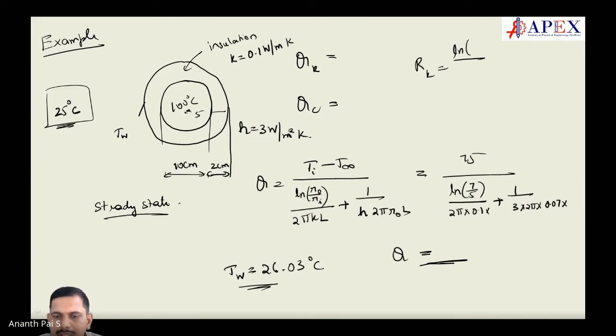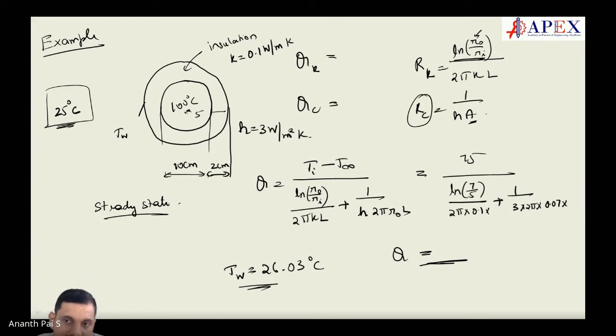Now you will see conductive resistance is ln(R naught by Ri) divided by 2 pi KL. So when I increase R naught, what is going to increase? Conductive resistance is going to increase. Now convective resistance is equal to 1 by H into A. What is going to happen? When R naught increases, A increases, convective resistance reduces. So this whole thing can be understood in that fashion.